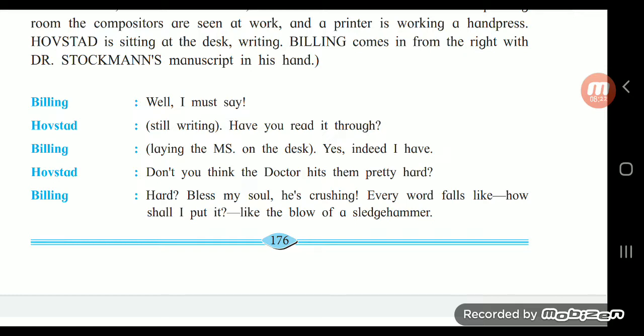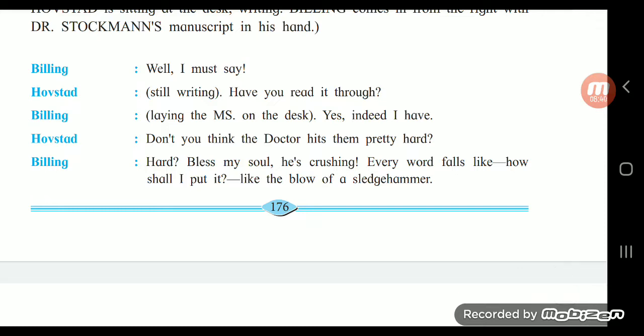So these two people, they are going to now print it in their magazine. So they are discussing, have you read it? And then they discuss what kind of impact will it have, or what will be the result of this manuscript. Okay. And Billing says that he's crushing, every word falls like a blow of a sledgehammer. So there is definitely a quality in it, and it has that explosive quality. It is not something soothing, it has explosive quality. Once it comes out, or once people read it, there is going to be a big disturbance, there is going to be a big uproar in the town.